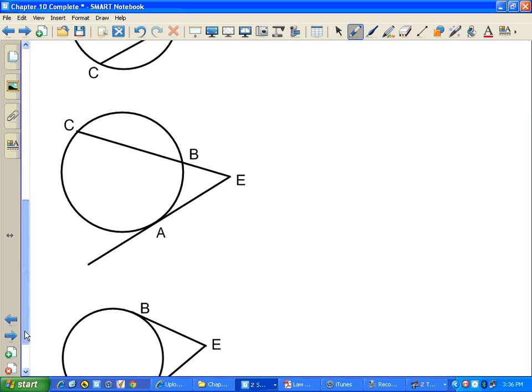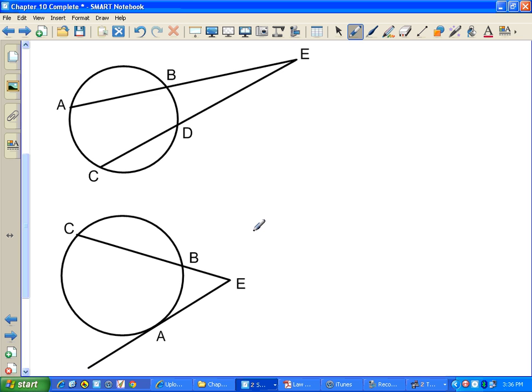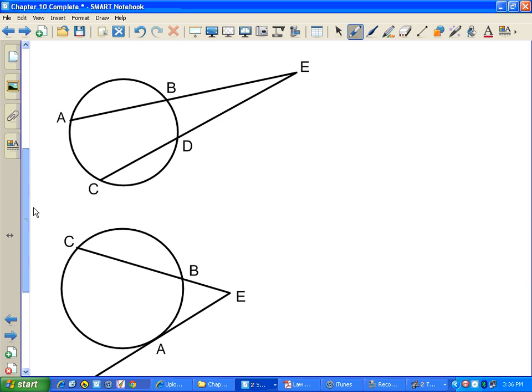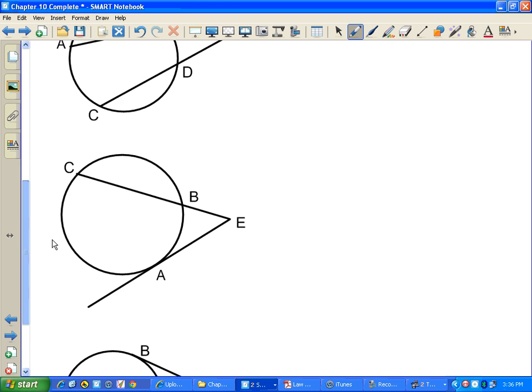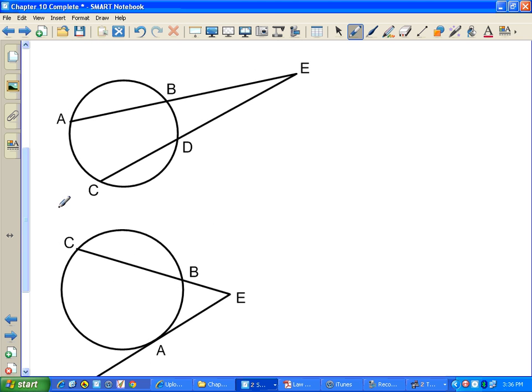Now, it's kind of like when we were talking about angles, how we just had one formula for two chords meeting, and then we had one formula for these three situations, for two secants, a secant and a tangent, or two tangents. It's the same thing here, but we're going to have to think in more general terms. The general rule is the outside piece times the whole thing equals the outside piece times the whole thing.